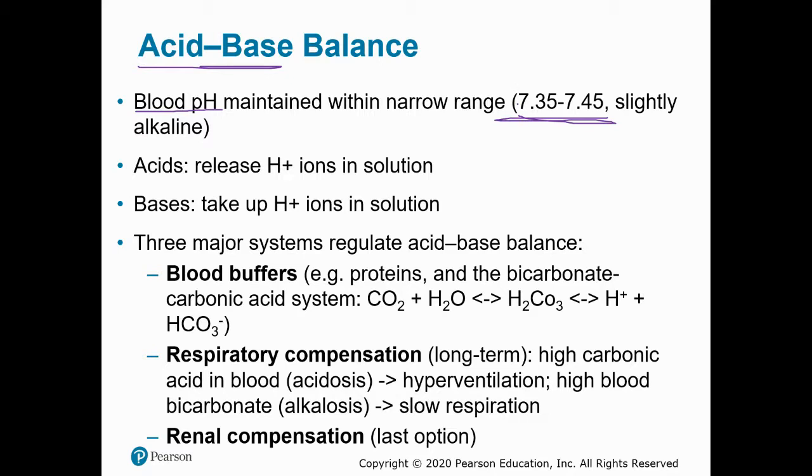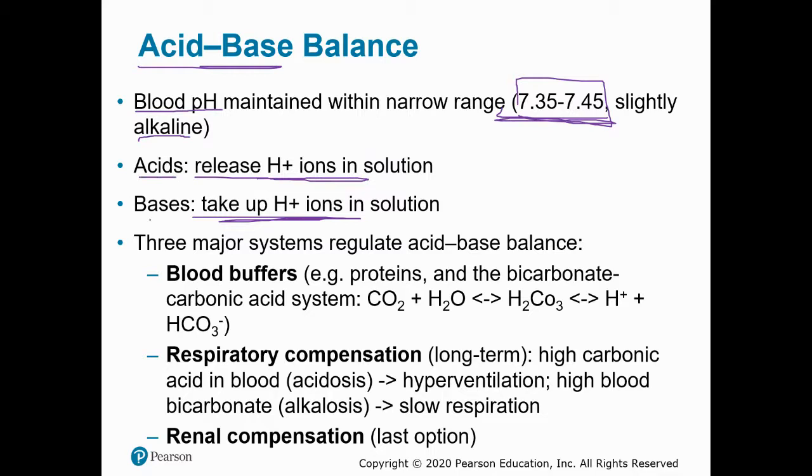We said that we want to maintain blood pH between 7.35 and 7.45, which is actually slightly alkaline. So if blood goes above that and becomes more basic, right, takes up more hydrogen ions, that becomes a problem. Also, if the blood becomes too acidic, the blood would have more hydrogen ions. That also becomes a problem.